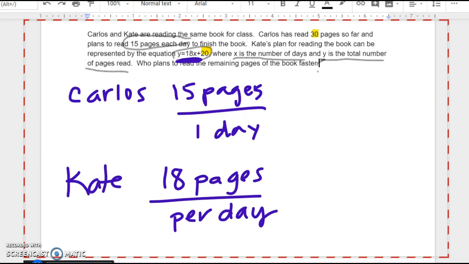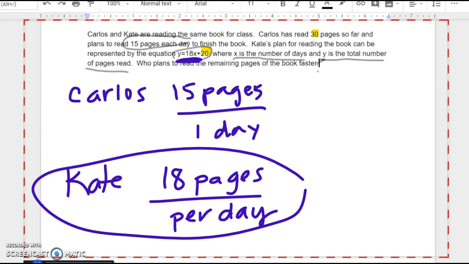And so the question asks who plans to read their remaining pages of the book faster. It didn't say who's going to finish faster. It just says who plans to read it faster. And so 18 pages a day is going to be faster than Carlos at 15 pages a day. We don't even know how many pages are in this book, so it doesn't really matter. So some of this information, like this 30 and this 20, we don't even need right now.